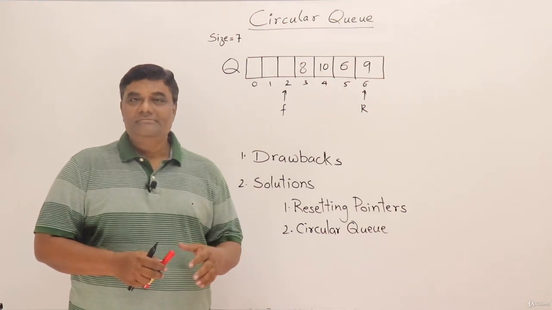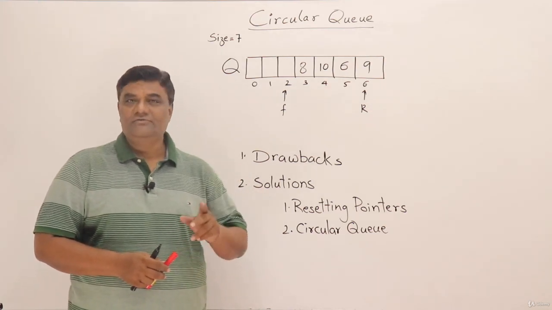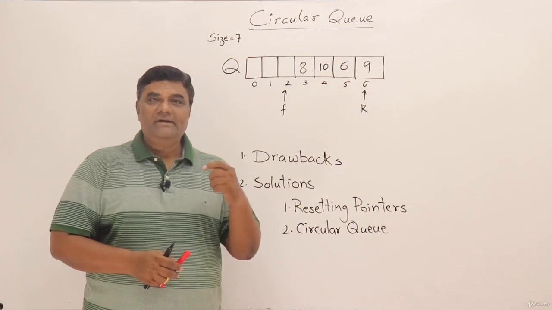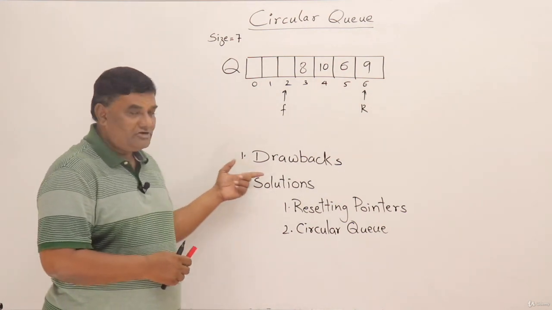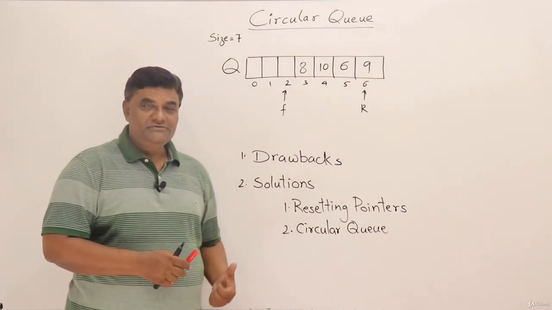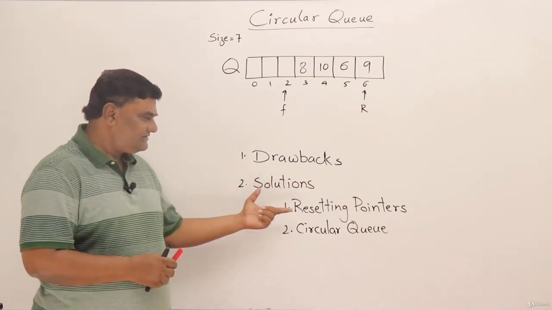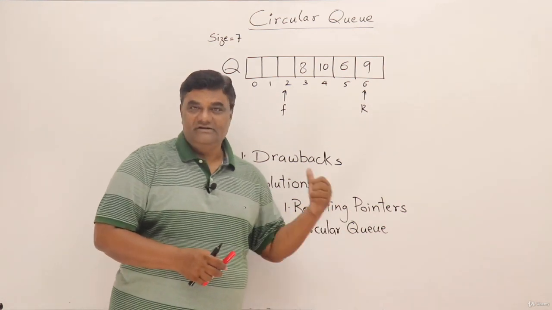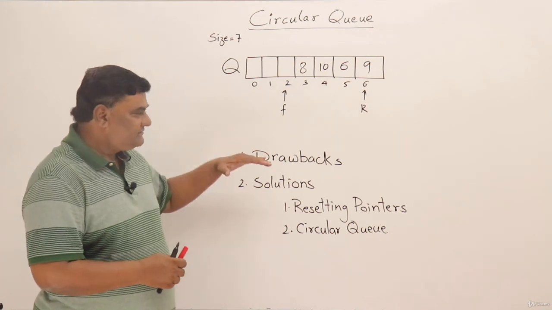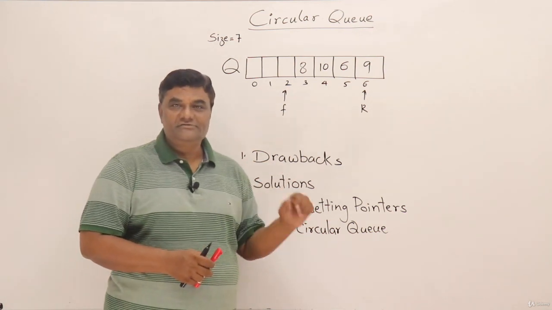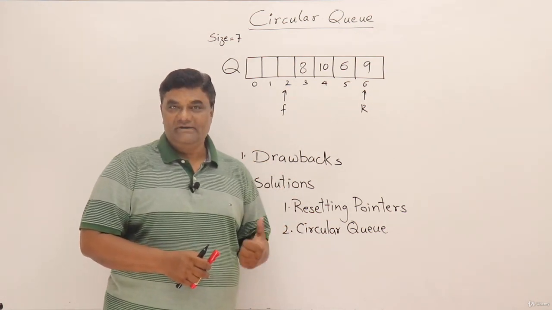Our previous topic was implementation of queue using two pointers. We have used front and rear. There are some drawbacks in that method. So we'll learn what those drawbacks are and also find some solutions. There are two types of solutions: resetting pointers and circular queue. So in this video we'll discuss the drawbacks and their solutions, and how to remove those drawbacks.